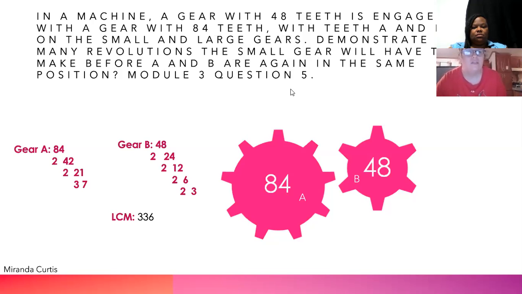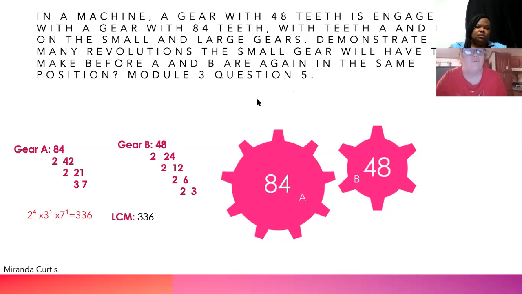So what we're going to do, like we did in our other one, we're going to bring down our 2's. 84 has 2 2's, so we have 2 2's so far, but we have to look at 48, and you have 2 more 2's. So it's going to give us 2 to the 4th.